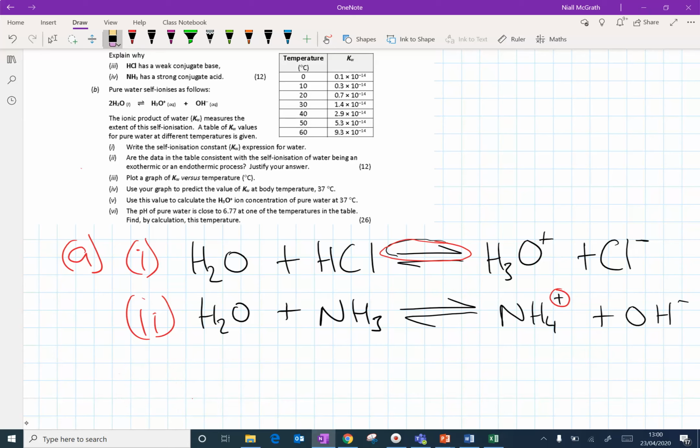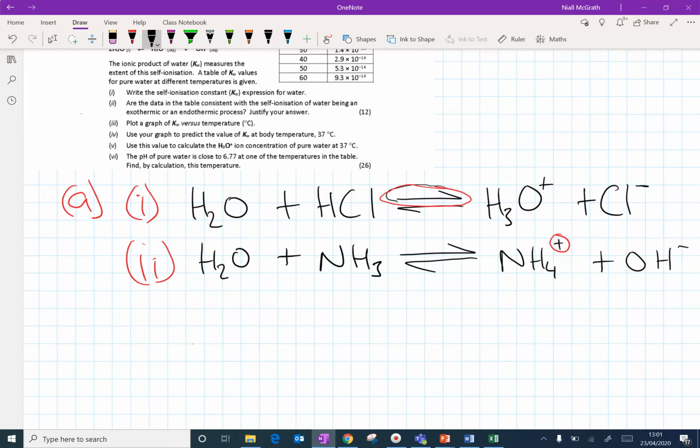Now, if we go on then to part B, it says pure water self-ionizes as follows: 2H2O gives H3O plus and OH minus. The ionic product of water, Kw, measures the extent of this self-ionization, and a table of the Kw values is given there to the right. So it says write the self-ionization constant Kw expression for water.